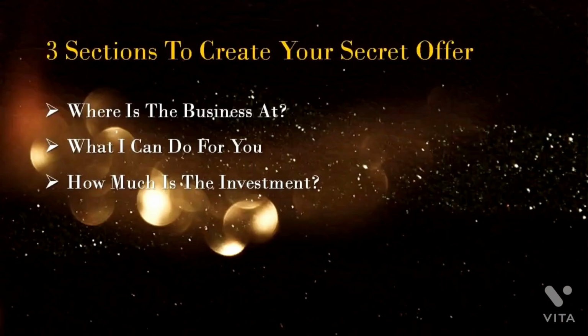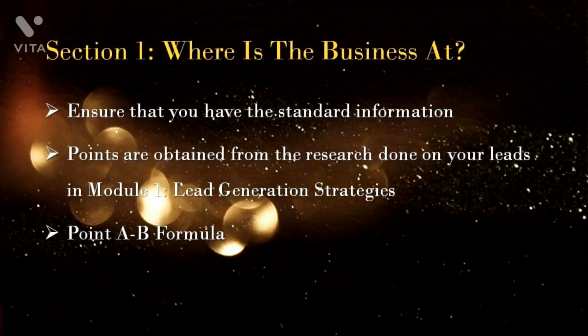There are 3 sections in creating your secret offer. The first section is, where is the business at? The second section is, what can I do for you? And the final section is, how much is the investment? Section 1, where is the business at?